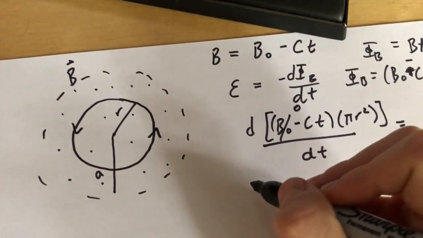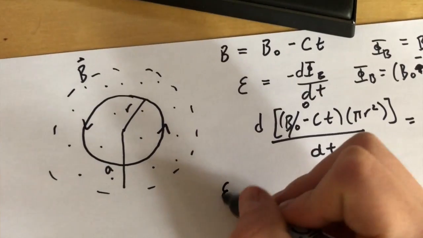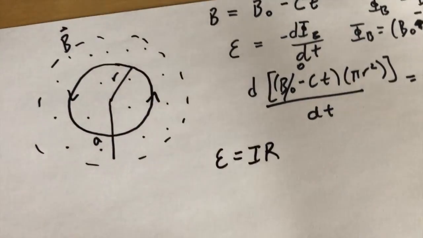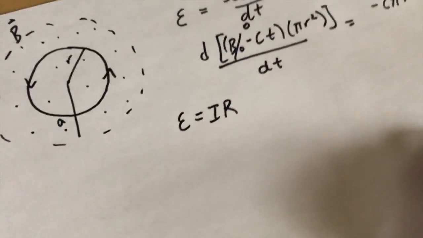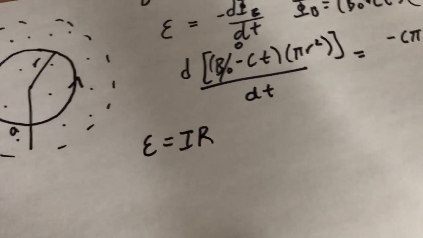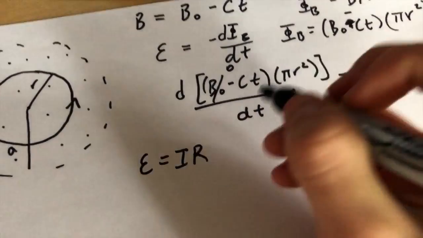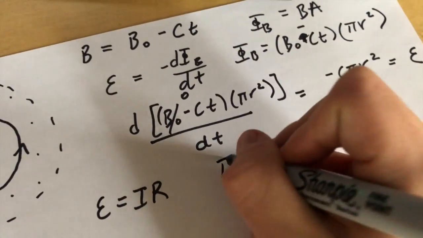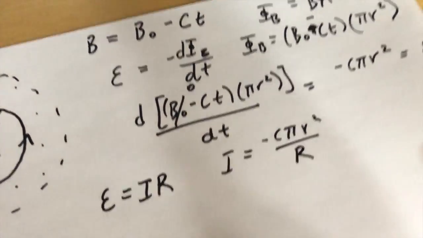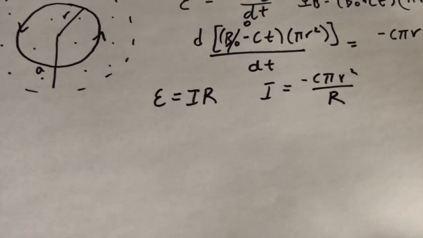Now, I just talked about current, so let's find current. Well, we know our little equation here, V equals IR, or in this case E. Induced EMF, induced electromotive force, is basically the same thing as a voltage. It's not exactly the same, but for our purpose here, it's the same thing. And so just manipulating this, we get I is going to be equal to negative C pi r squared over R. And again, that negative means it's going to be in the counterclockwise direction.